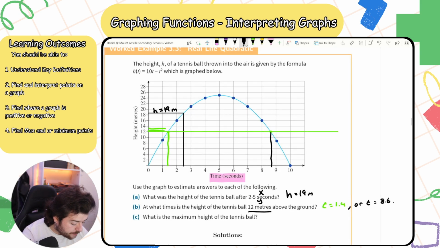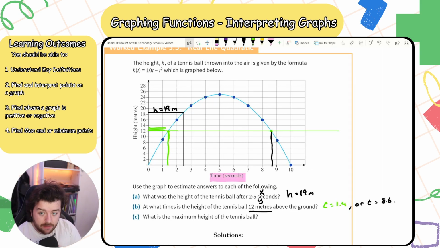Now, you could do this algebraically, by the way. I forgot to mention, but you could do this algebraically because I am given my function here, H of t equals 10t minus t squared. So H of t is my height, and I'm given what my height is.